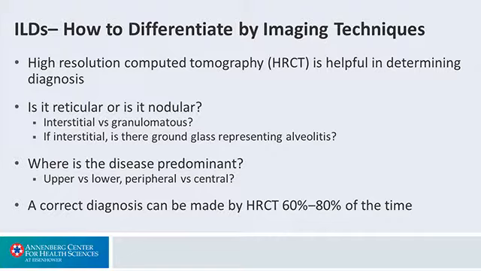And where is it predominant? Upper versus lower, peripheral versus central. You see, upper lobe predominance would suggest things like silicosis. A peripheral process would suggest something more like a usual interstitial pneumonia pattern, whereas a central would exclude it. And the truth is, as I said, our radiology colleagues will be able to make a definitive diagnosis here 60 to 80% of the time, depending on the underlying pattern.